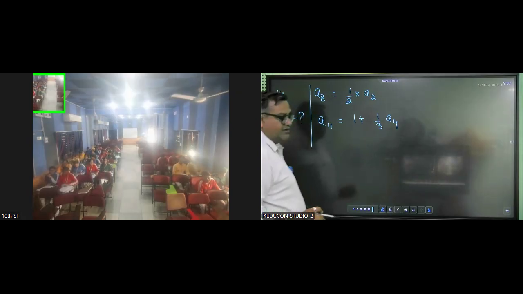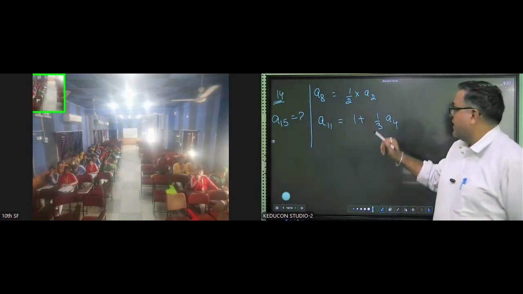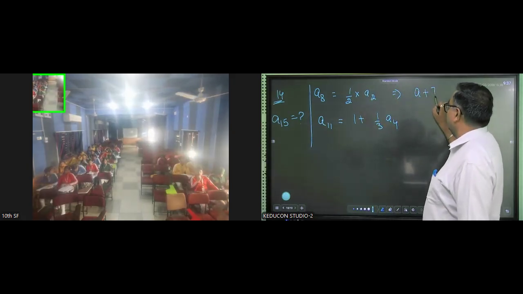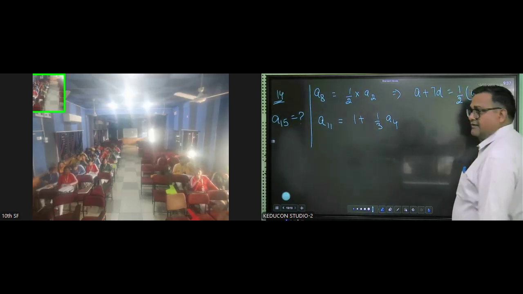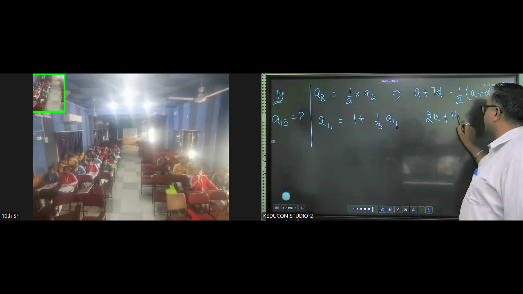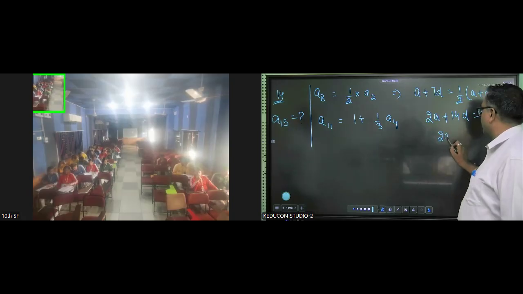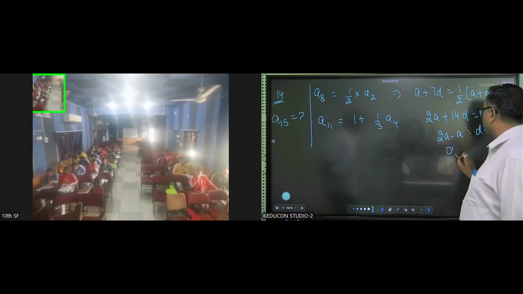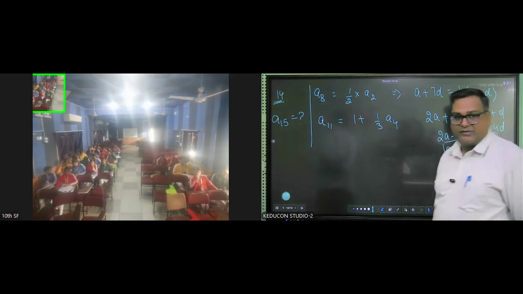Student, you can make these two conditions into two linear equations in two variables. How? First equation, come on students. So this will become a plus 7d equals half of a plus d. From here you have 2a plus 14d equals a plus d. So when you solve this, 2a minus a equals d minus 14d. So the value of a is minus 13d. This is the relation you have found from the first equation.